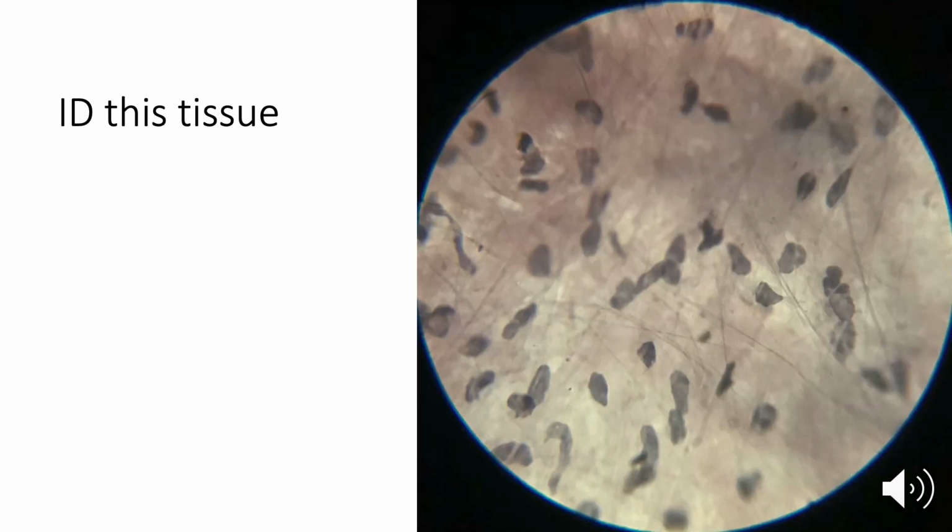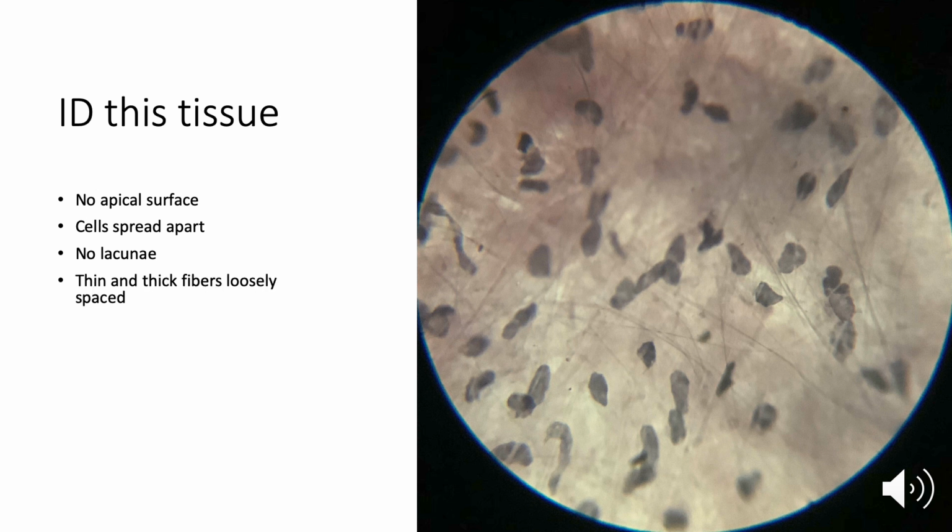All right, here's another tissue type. Let's look at this one. So once again, first thing, does that have an apical surface? I don't see an apical surface here. I see a cell here, one there, one there. So no apical surface, with my cells spread apart. I do not see lacunae, so there are no clear bubbles or empty pockets around these cells, so it's not cartilage. I see these thin fibers, and I also see thicker fibers scattered throughout as well.